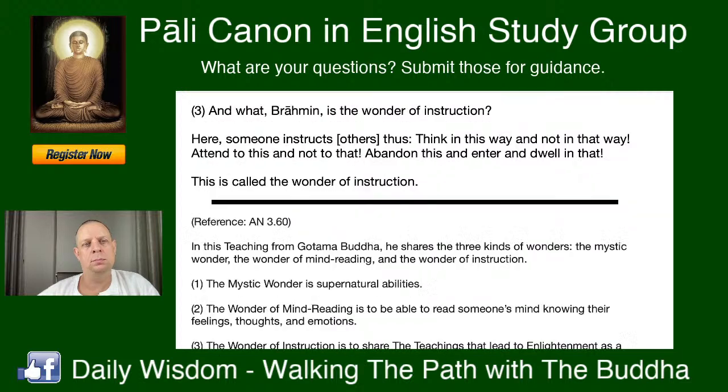And what, Brahman, is the wonder of instruction? Here, someone instructs others thus: think in this way and not in that way. Attend to this and not to that. Abandon this and enter and dwell in that. This is called the wonder of instruction.